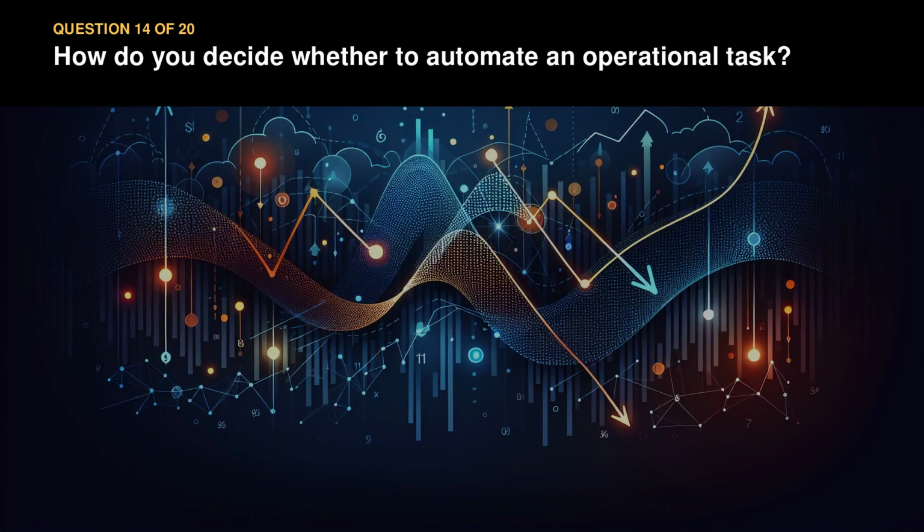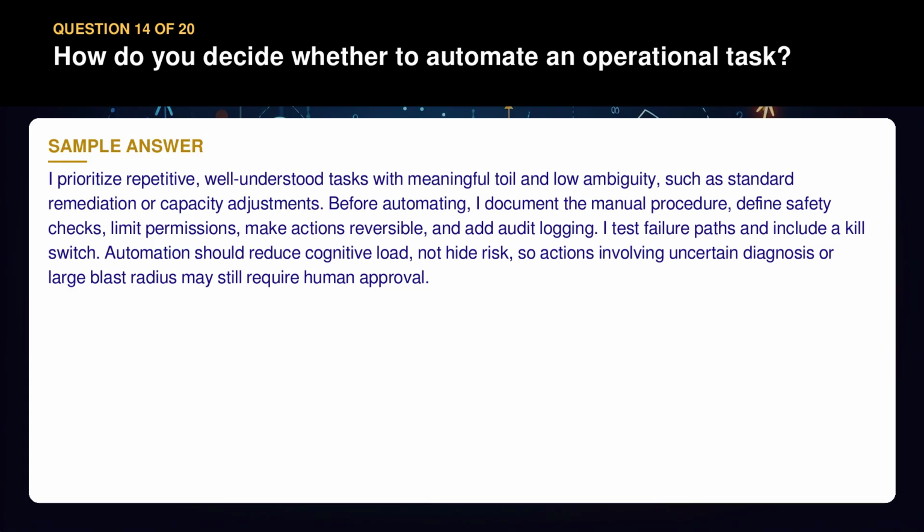Question 14. How do you decide whether to automate an operational task? I prioritize repetitive, well-understood tasks with meaningful toil and low ambiguity, such as standard remediation or capacity adjustments. Before automating, I document the manual procedure, define safety checks, limit permissions, make actions reversible, and add audit logging.